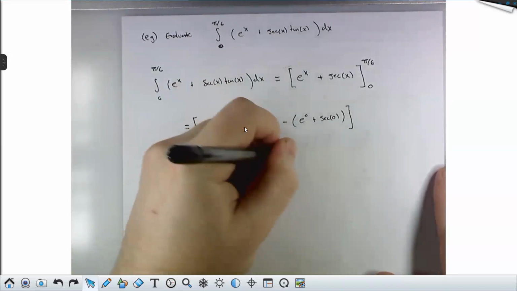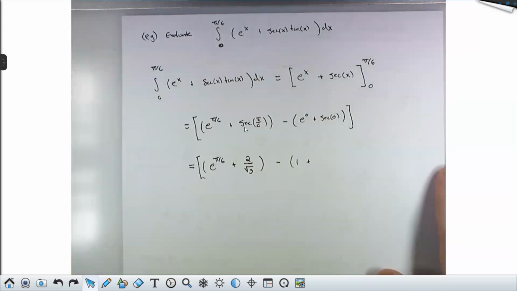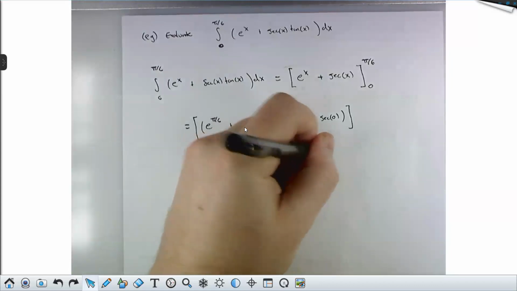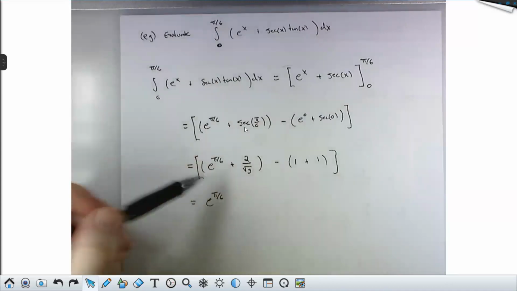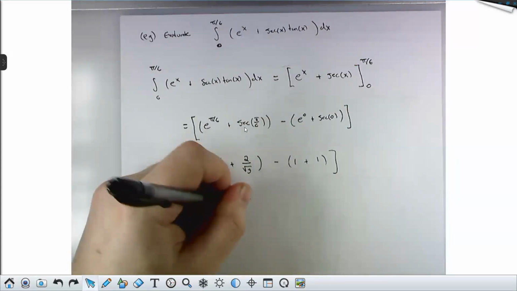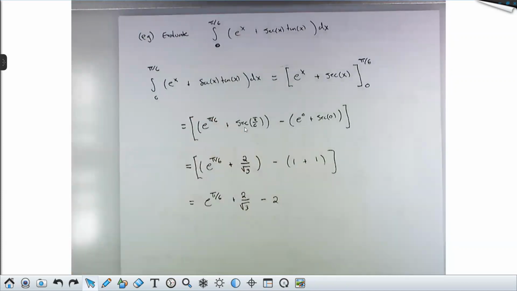And then here I'll have minus e to the 0, that's 1, plus, what is the secant of 0? Same sort of logic. First, let's find the cosine of 0. What is the cosine of 0? 1. And what's the reciprocal of 1? 1. Very good. So I have e to the pi over 6 plus 2 over the square root of 3 minus parentheses 1 plus 1, which is minus 2. And that's it. Not too bad, right?